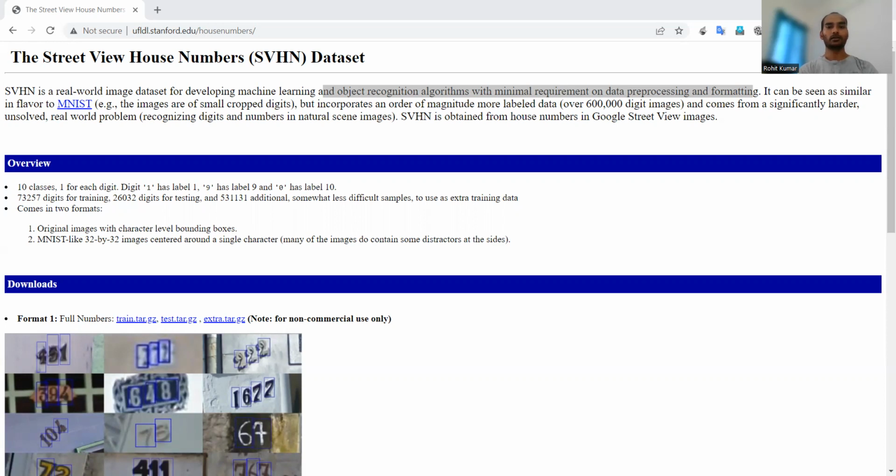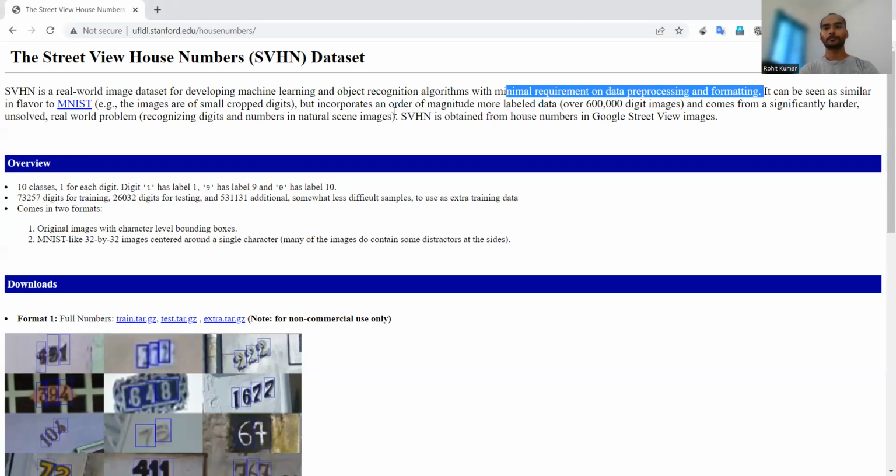This dataset contains more than 600,000 32 by 32 RGB images. So quite large and quite a good dataset. Now coming to the specific details. Here you can see that it is a real world image dataset for developing machine learning and object recognition algorithms with minimal requirements on data pre-processing and formatting. Meaning most of the things are already taken care of.